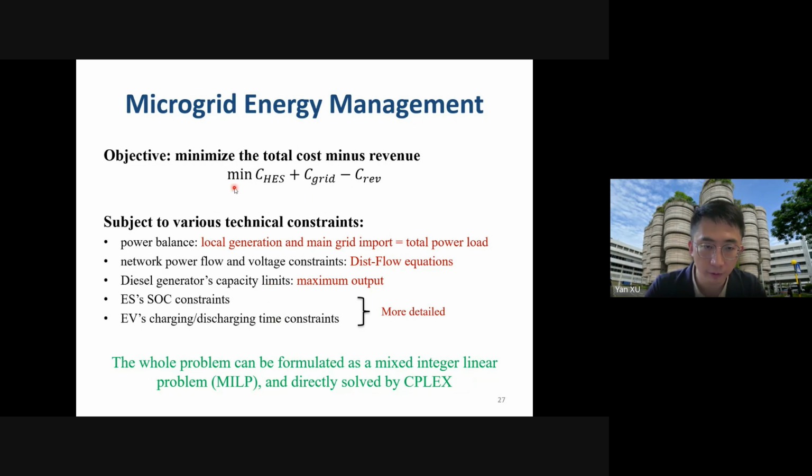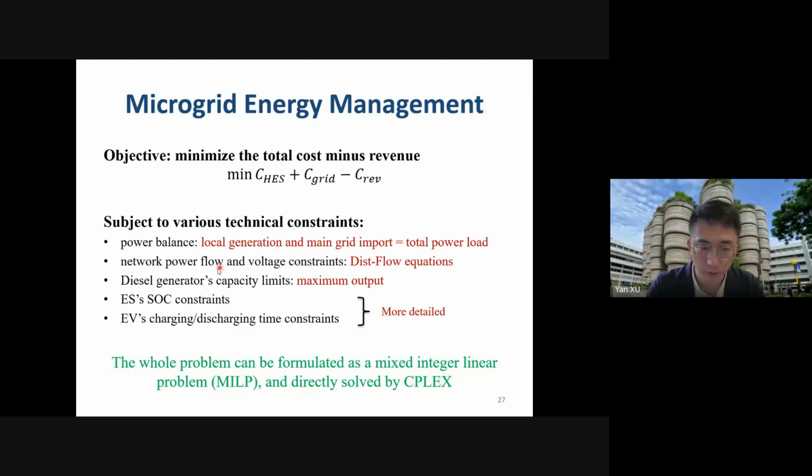Okay, we want to minimize the total operation cost minus the revenue. Okay, so the cost comes from the hybrid ESS and also from the power purchased from the main grid. And the revenue is the power that we sell to our customers, our loads. Okay, and the constraints include the power balance, right, between the total generation locally and the power imported from the main grid. They must equal the total power demand.